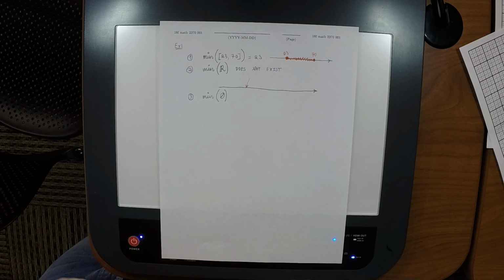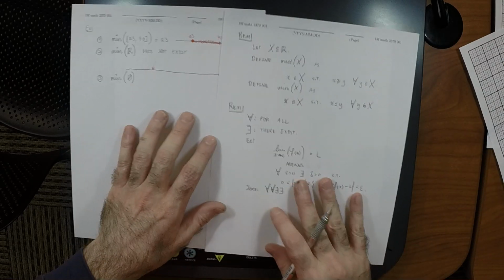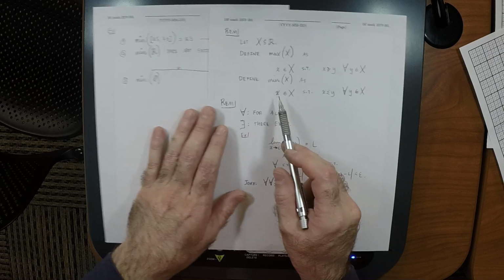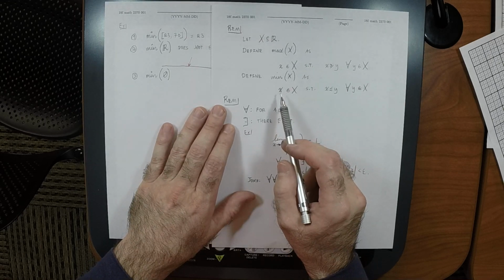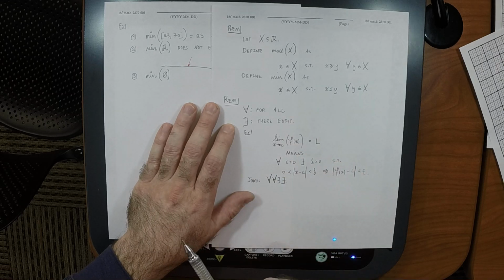This doesn't exist either. Why doesn't this exist? Because have a look at the definition. We've got to look carefully at the definition. The minimum of set X is some element in set X. So it has to be in X, right?